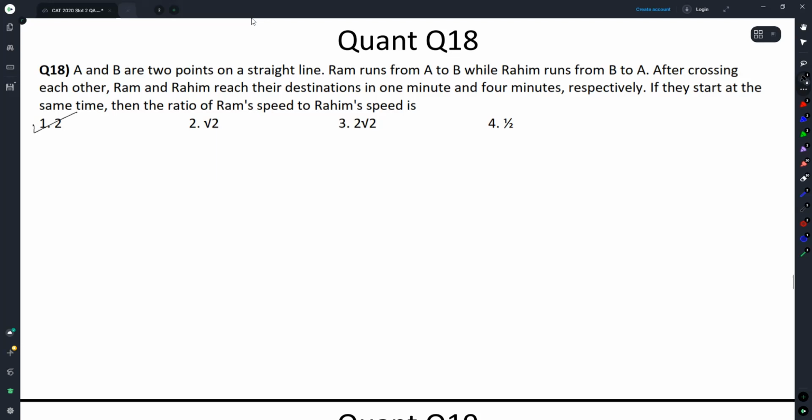Do we need explanation on this or do we know this? Under root T1 by T2 is equal to S2 by S1. This is again a repetition of the question of slot 1, no?